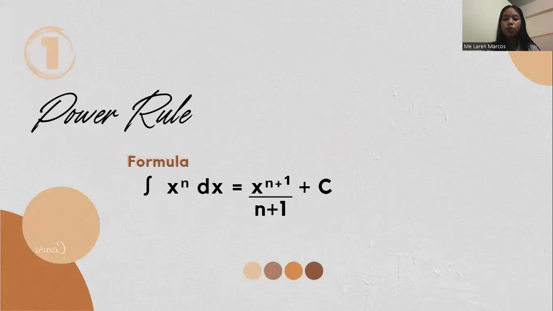Our first rule was power rule. It states that the antiderivative of x raised to n dx is equal to x raised to n plus 1 over n plus 1 plus c.